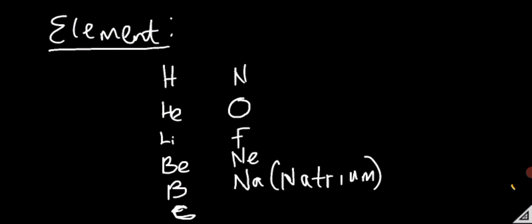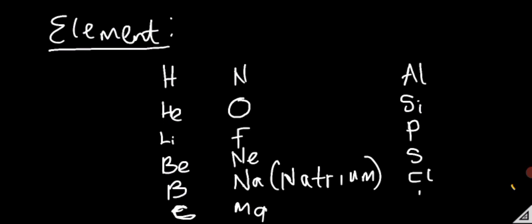After sodium, the next one is magnesium, which is Mg. After magnesium, the next one is aluminium, Al. After aluminium, the next one is silicon, Si. After silicon, the next one is phosphorus, P. After phosphorus, the next one is sulfur, S. After sulfur, the next one is chlorine. After chlorine, the next one is argon. After argon, the next one is potassium, K.